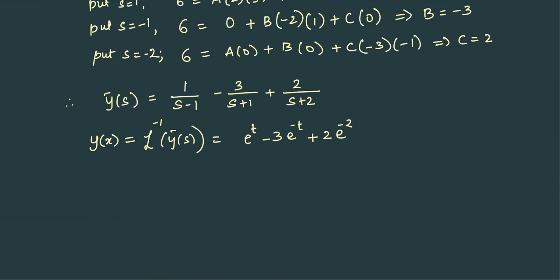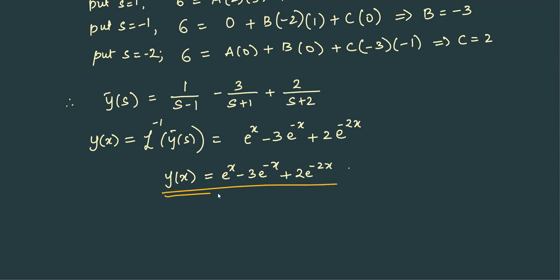So I'll write it as x here because we have a function of x: e^x - 3e^(-x) + 2e^(-2x). So this gives the function. This is how we use the Laplace transform to solve the differential equation.